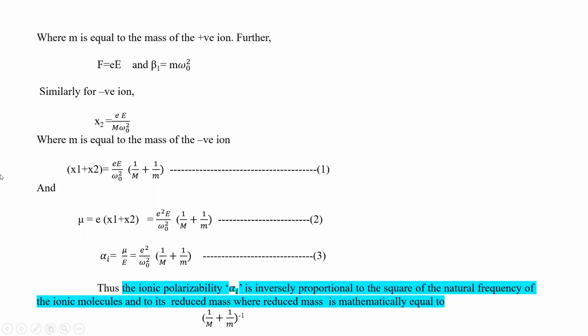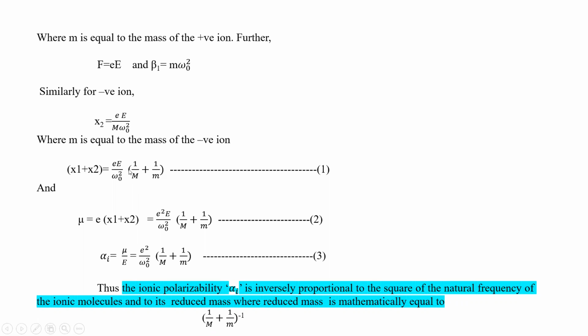Further, x1 equal to e into E by m omega naught squared. Therefore, similarly, the negative ion will be expressed as x2 is equal to e E by capital M into omega naught squared, where capital M denotes the mass of the negative ion and omega naught is the angular frequency of the particular negative ion. Okay. So if you add x1 and x2, the actual displacement is x1 plus x2 is equal to eE by omega naught squared into 1 by capital M plus 1 by small m.